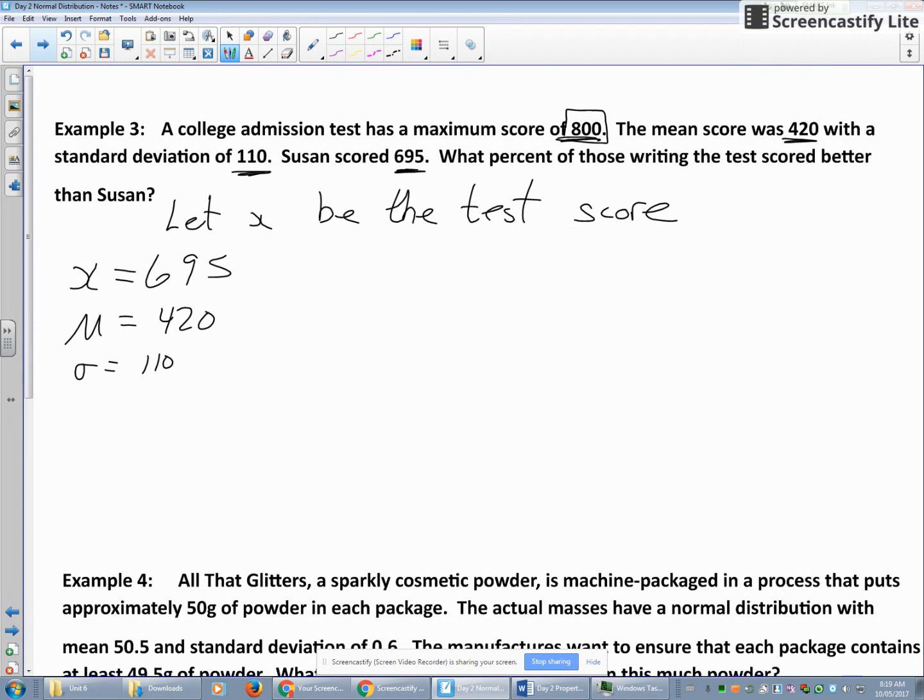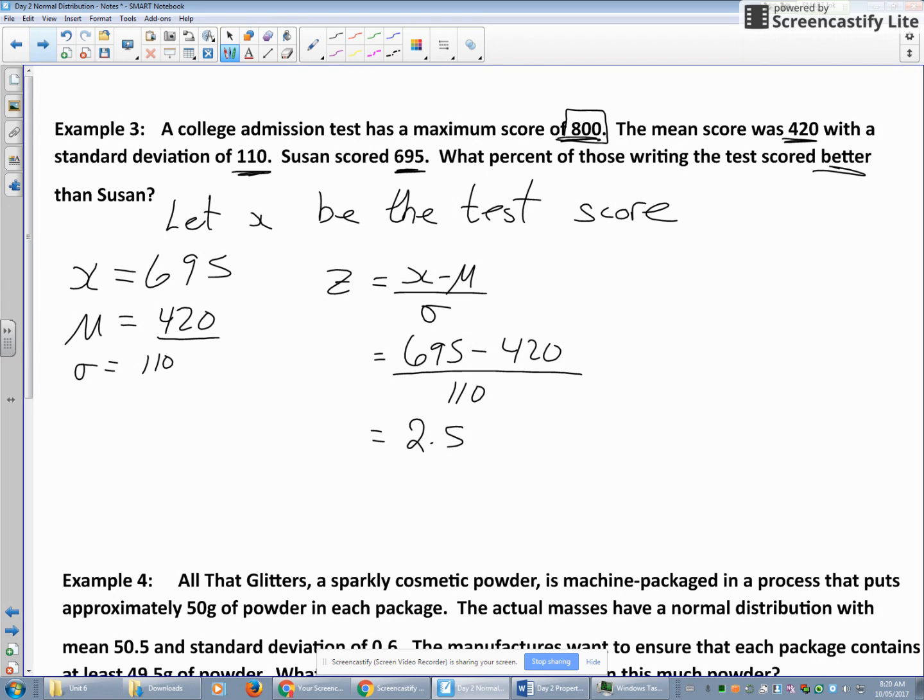So to calculate a z-score representing a score of 695 on this test, I use my z-score formula: x, my data point, subtract the mean, over the standard deviation. That's an x value of 695 minus my mean of 420, divided by my standard deviation of 110, and this yields a z-score of 2.5. So we want to know the percentage of those writing that scored better, meaning higher. So remember, this is my area here. I'm getting a z-score of 2.5. I'm interested in those people that scored better than that.